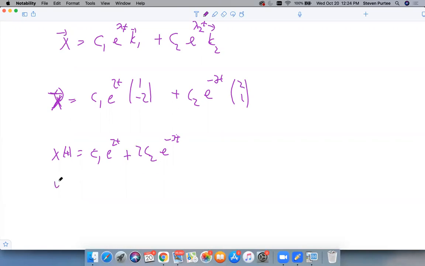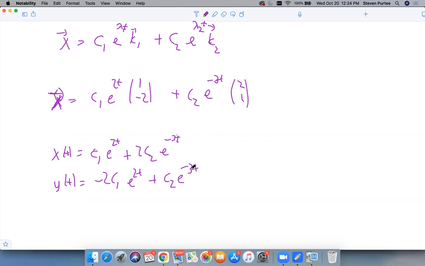Okay, and then y of t, we go all along the bottom. So again, I'm going to put the coefficients in front. Negative 2 C1 e to the 2t plus 1 C2 e to the negative 3t.